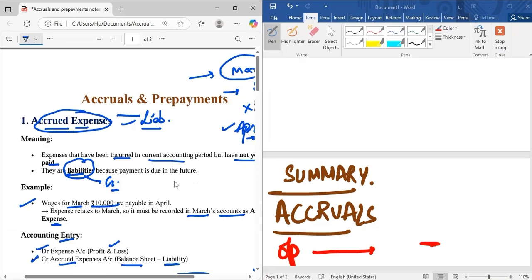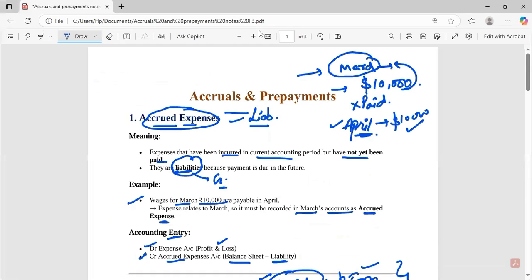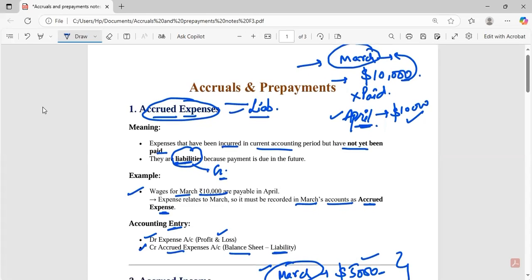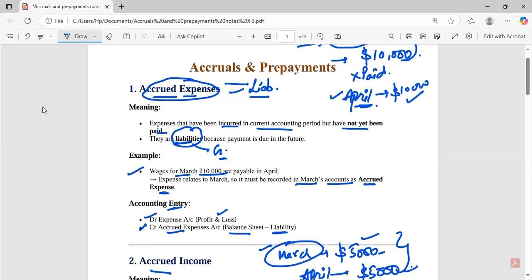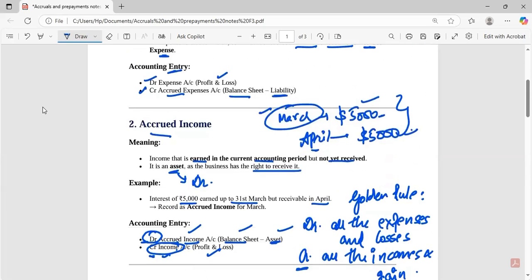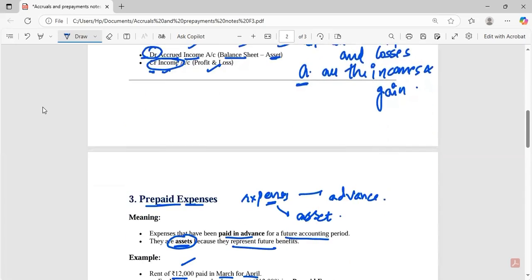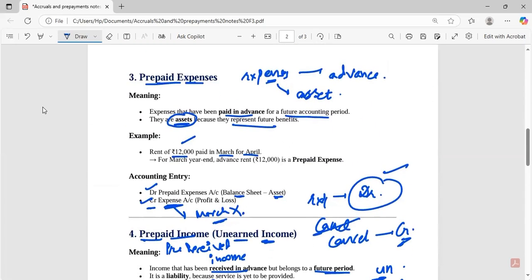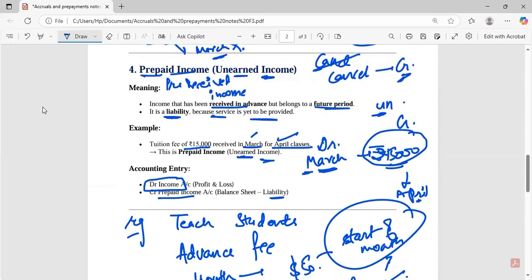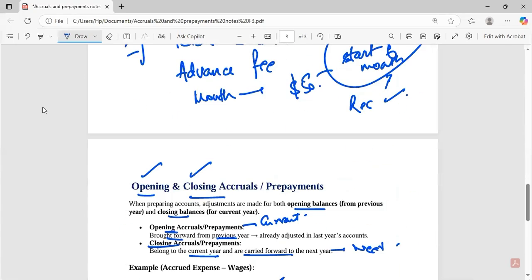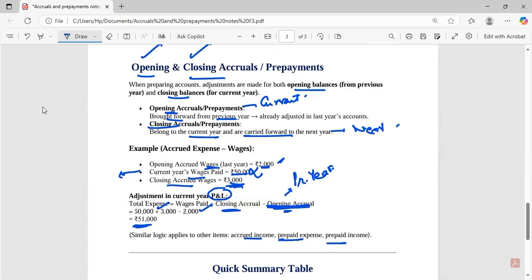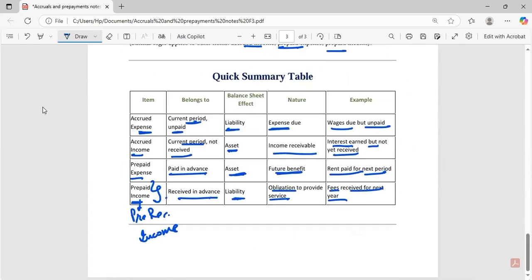And yeah, also read these notes. You can take a screenshot. This was the first one, accrued expenses. Then accrued income. Then prepaid expenses. Prepaid income. Then opening and closing adjustment. And then finally, this quick summary table.